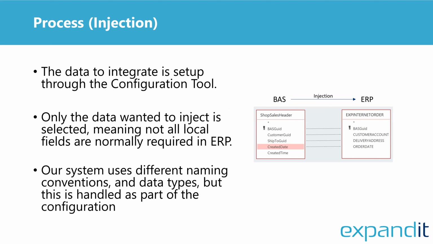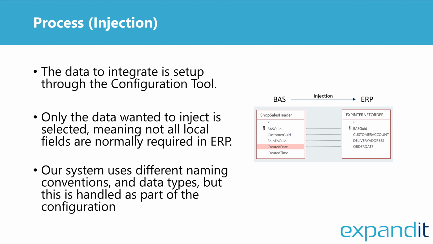So just like the extraction process, the data for the injection is set up through the configuration tool. Again, not all fields that we create locally need to go back into AX or F&O. We have data that we have locally that may be very important for local use, but not important internally to AX. So it might be important for the web to process data, query data, find data, but not important to process the data back in the ERP system.